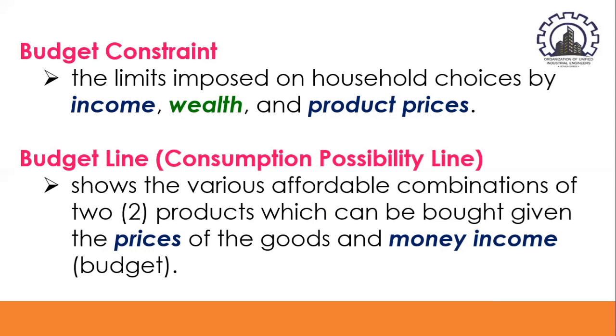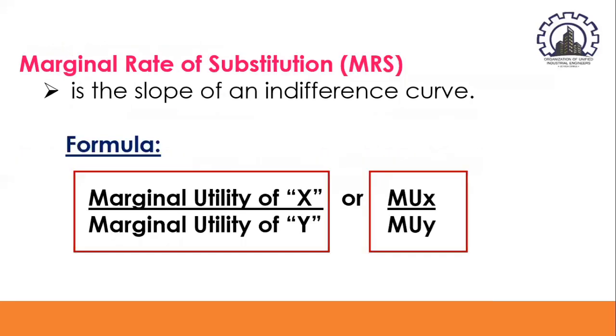Our ability to satisfy our human wants depends on our budget or purchasing power. If we have more money to spend, then we can buy more goods and services, right? This means we obtain a higher level of utility.